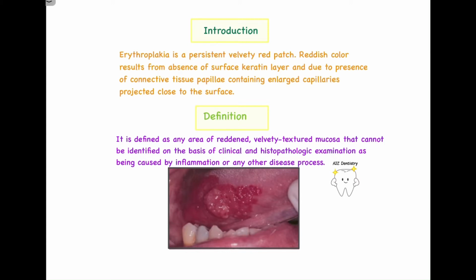So indirectly they are hinting at an idiopathic type of lesion, wherein we don't really know and cannot describe whether the given patch has an inflammatory component or is derived as a result of any disease process. We can classify it neither clinically nor histopathologically. It is just an area of reddened velvety textured mucosa that cannot be characterized as any other definable lesion. So this is all about the definition of erythroplakia.